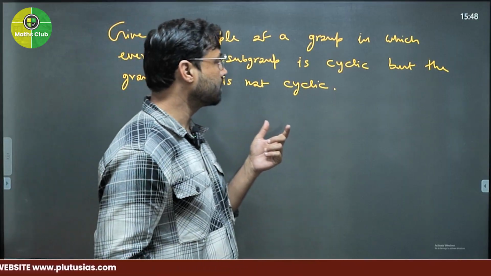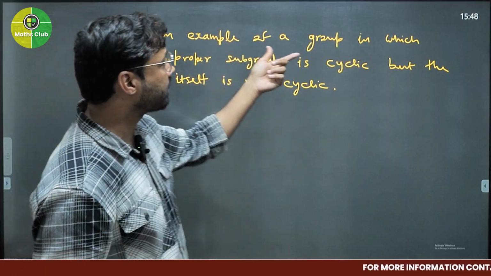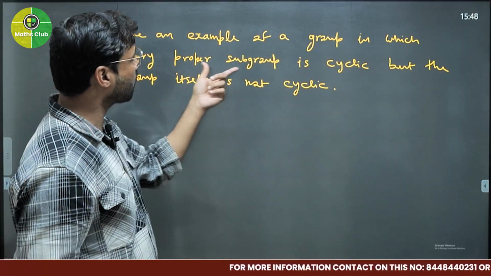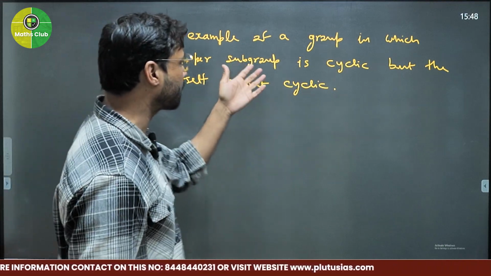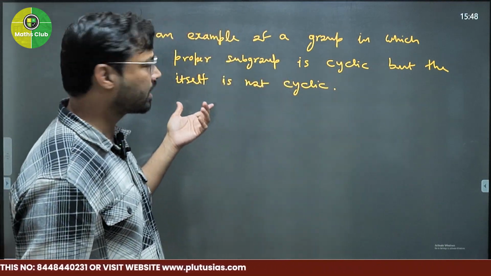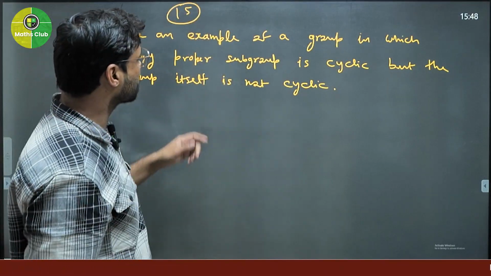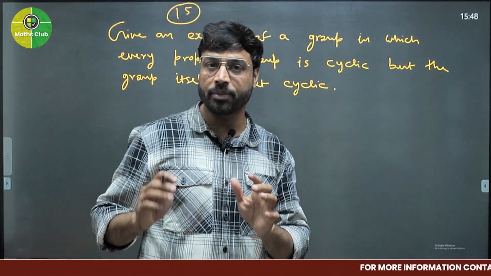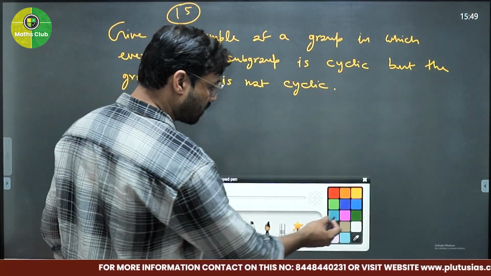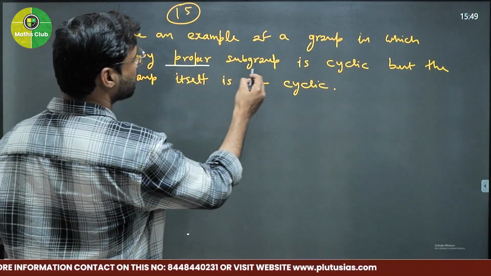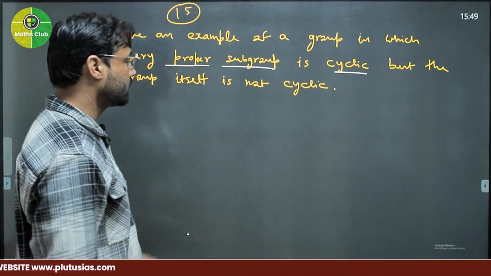Today we are going to discuss a previous year question of UPSC Maths optional, of the topic modern algebra, that means of paper 2. The question is: give an example of a group in which every proper subgroup is cyclic but the group itself is not cyclic. This is a PYQ from 2011 or 12, a 15 marks question. So we have to give an example of a group in which every proper subgroup is cyclic, but the group itself is not cyclic.